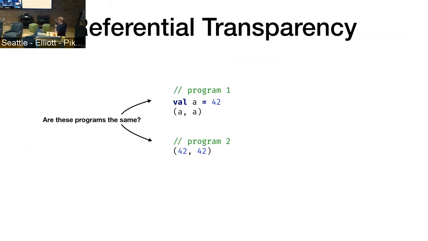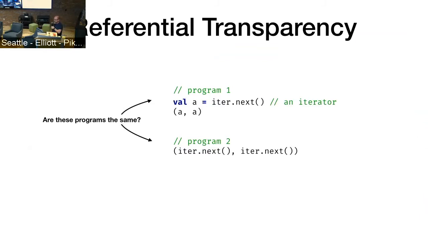Okay, so how about this program? The first one, val a equals 42, and the pair AA versus the inline version, 42, 42. Are those two programs the same? Do they mean the same thing? Yes, they do. Okay, because 42 is just a pure value. Okay, what about this one?